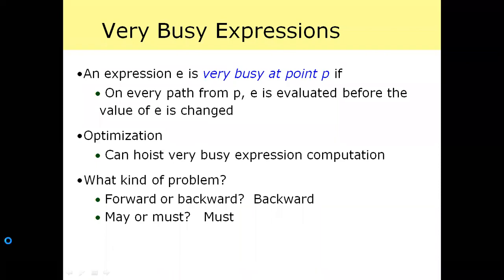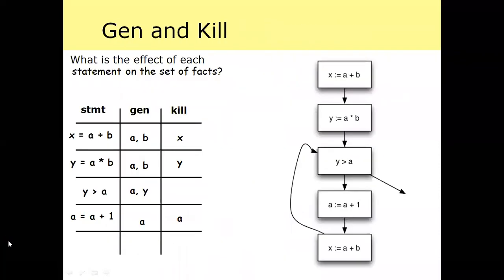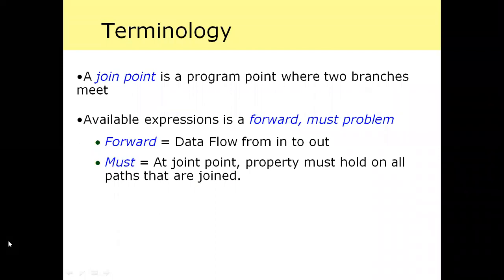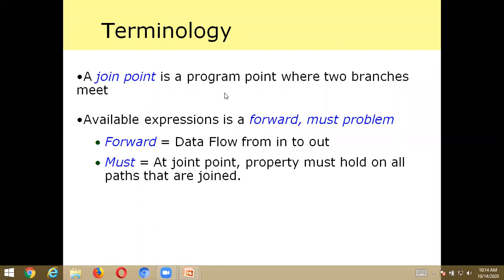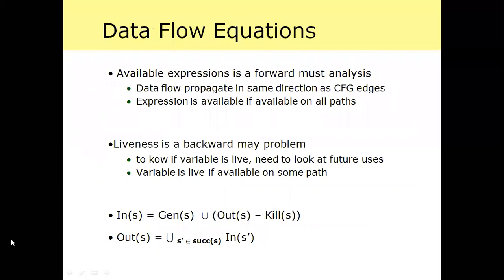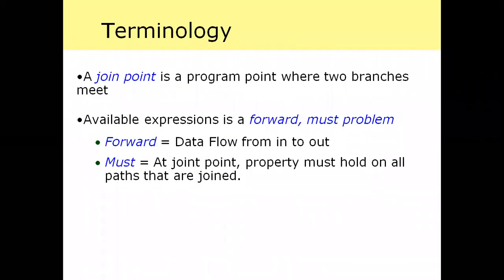See in the previous slide what the must and what the may are. These are the two. Forward and must comes under available expression. While coming to liveness, for liveness we are having may. Liveness is also a backward may problem, and available expressions are a forward must problem.